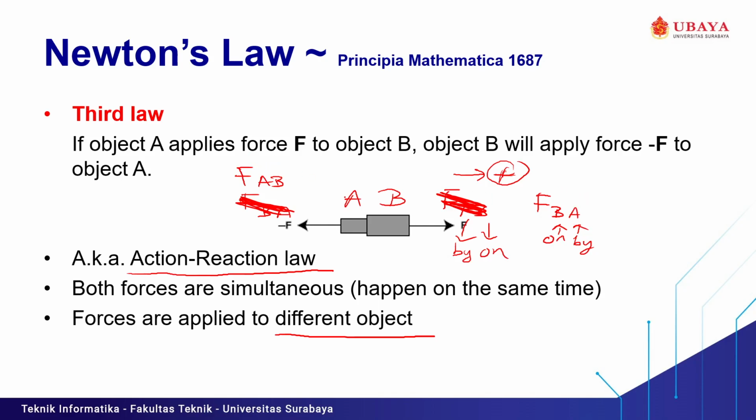Now, as you can see here, FAB does not necessarily mean the same as FBA. So you cannot take the resultant of them, because they apply on different objects. FBA applies on object B, and FAB applies on object A. So you cannot really add them together. Remember this point: forces are applied to different objects.